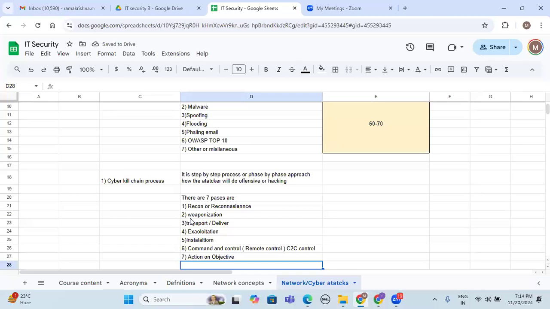Now, this particular question we can expect in two different ways. Directly, they will ask what is meant by the cyber kill chain process. Second, they will take one practical attack scenario and ask you to explain each and every phase of what the attacker will do. There are two ways to expect it. Okay, let's start with first what is recon, and then weaponization, transport or delivery, exploitation, installation, command and control, and finally what is the goal and objective of the attacker.